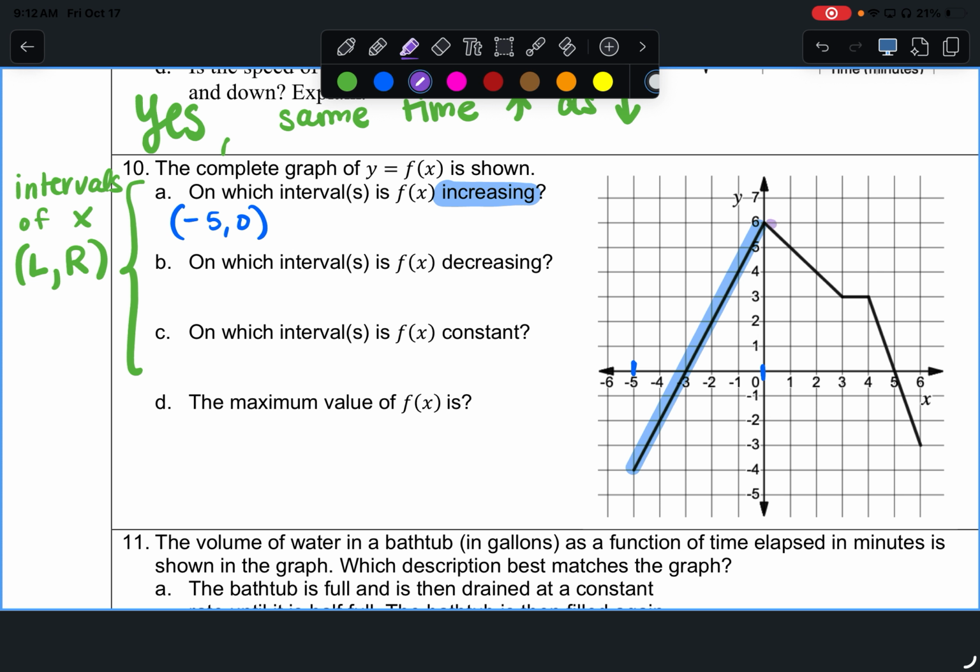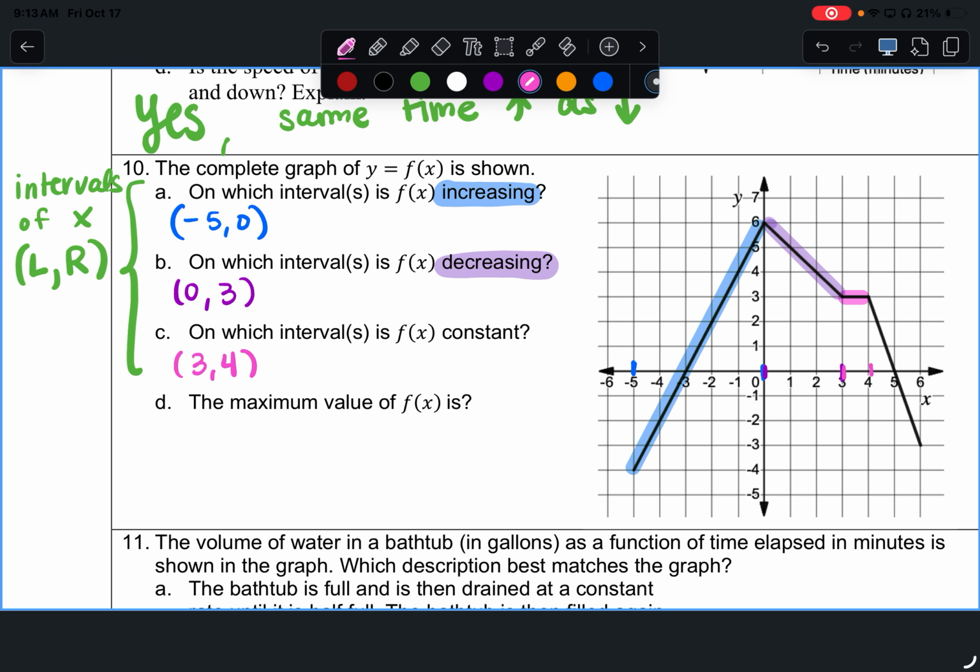The next part of our graph is doing what? Decreasing. And it will be 0 to what? 0 to 3. Because we use our x values. Okay, the next part of our graph is doing what? Increasing, decreasing, constant. Constant. How long is it constant? From what? 3 to 4. It is from 3 to 4.